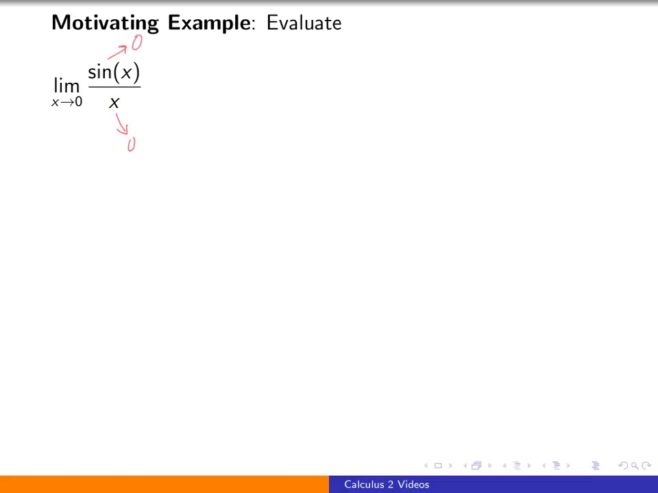Now in Calculus 1, we are told that the value of this limit is 1. And a geometric argument may or may not have been used to justify the value of this limit. What we are going to see in this video is a little bit of intuition via L'Hopital's rule as to why we can expect the value of this limit to be 1.